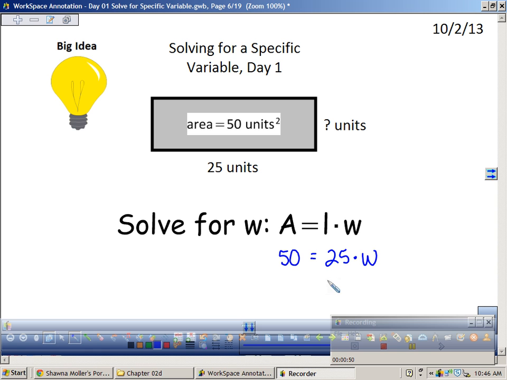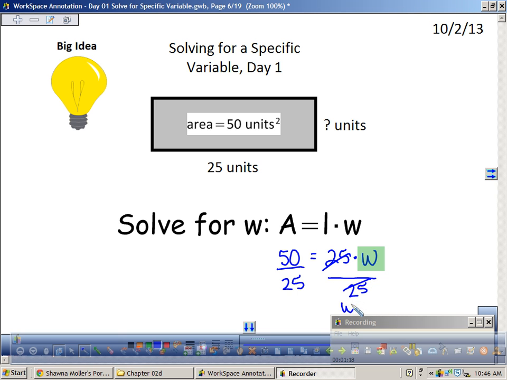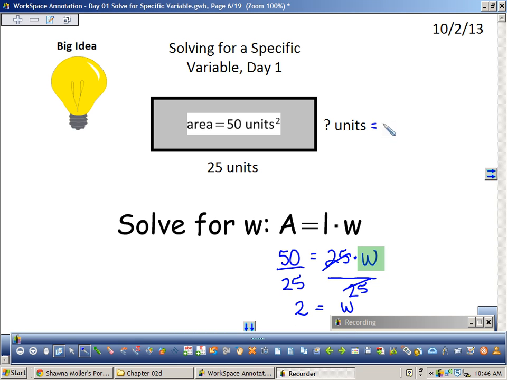Yes, Brenda. Exactly. I would say, okay, I want to know how much my width is. The width is being multiplied by 25, so how do I undo this relationship? Divide. So if I were to divide by 25 and divide by 25, I would get my width is equal to 2. Does that make sense? Is 25 times 2 50 units? Yep. It sure is.